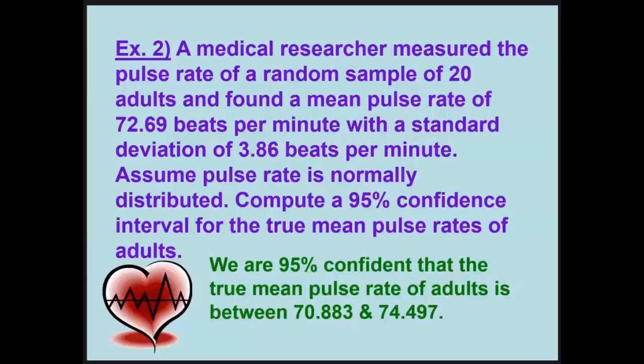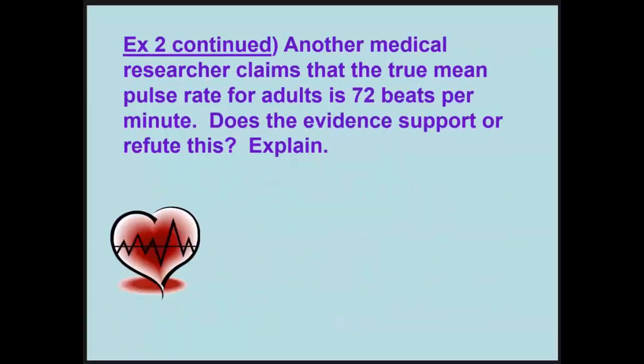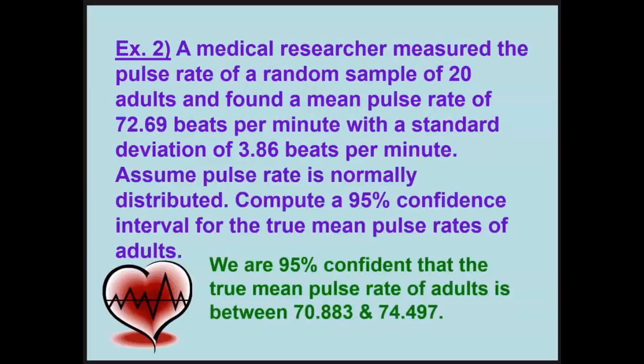Okay, so sort of a side question is, another researcher comes on and claims that the true mean pulse rate is 72 beats per minute. In other words, I collect this sample and he goes, I think it's this. Well, does our sample support or refute this, and explain why? Okay, well, let's go back and take a look at what our confidence interval said. So our sample estimate was 72.69, but we got a confidence interval of 70.8 to 74.